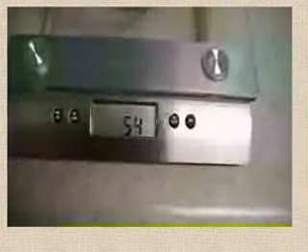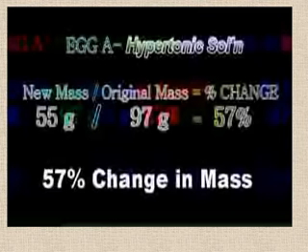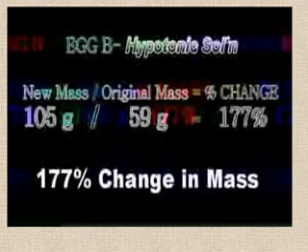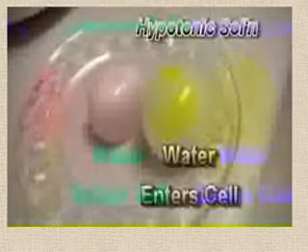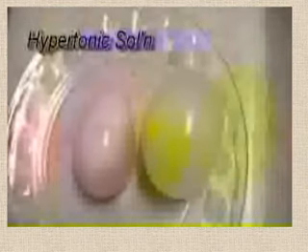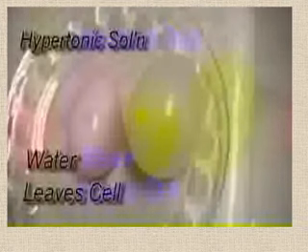Egg A went from 97 grams to 55 grams. Egg A has decreased to 57% of its original weight. Egg B went from 59 grams to a whopping 105 grams. Egg B has increased in weight to 177%. From this experiment, we can definitely conclude that when a cell is in a hypotonic solution, like water, water enters the cell. On the other hand, when a cell is in a hypertonic solution, like corn syrup, or more realistically salt water, water will leave the cell.